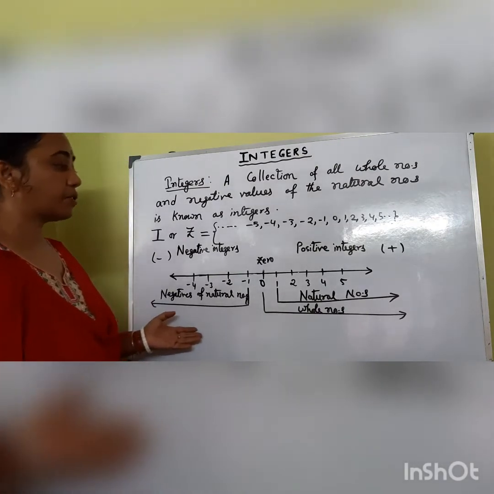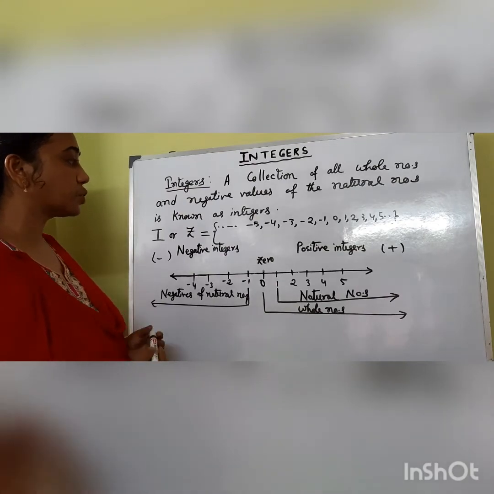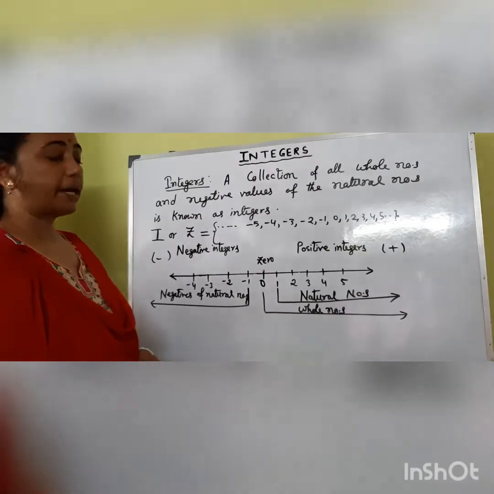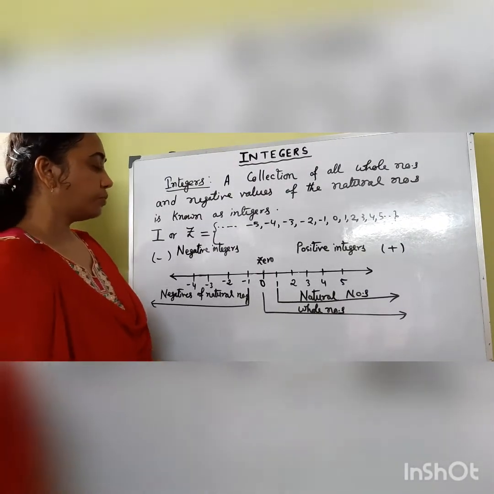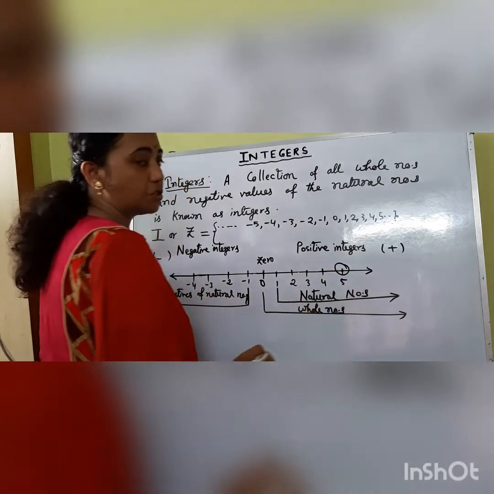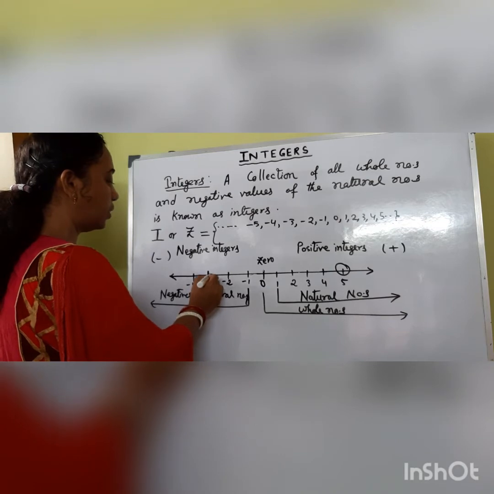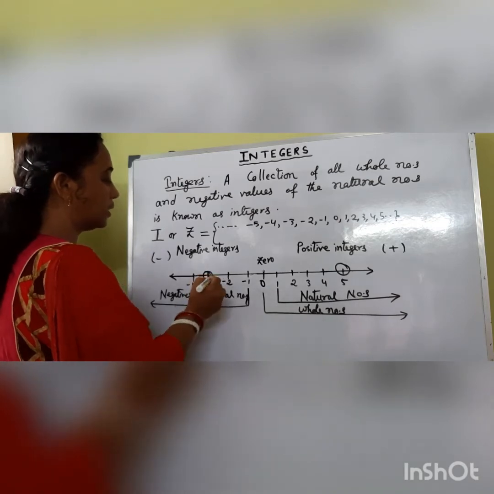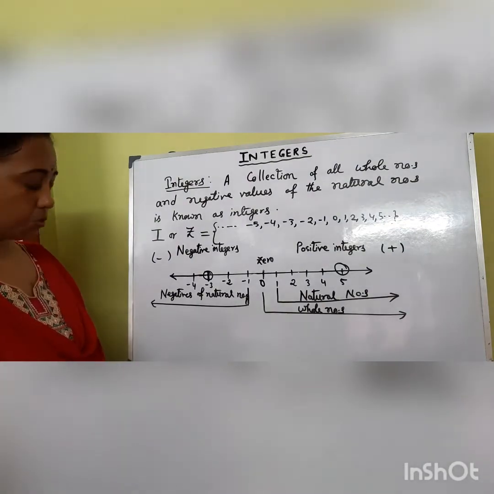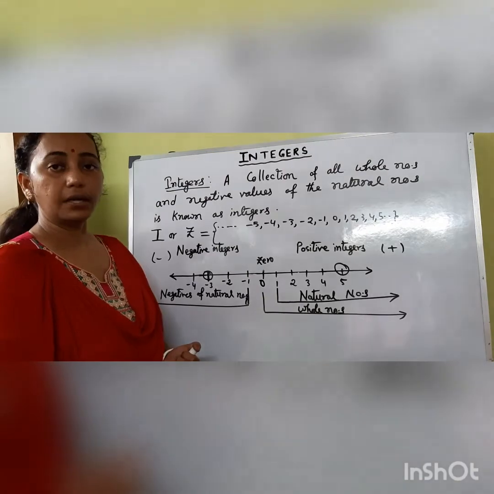So, in this way, we can represent integers on the number line. Suppose it is asked, show the number 5 on the number line or -3 on the number line. So, we just mark this point. This point shows the integer 5 on the number line. Similarly, -3 is on the left side of 0, so we mark a circle over it. This point shows the integer -3 on the number line. So, in this way, we can show the integers on the number line.